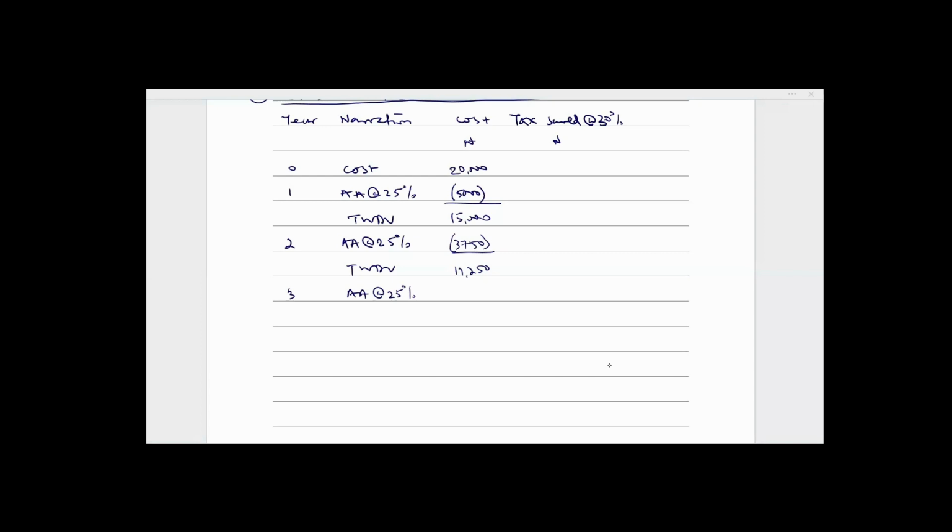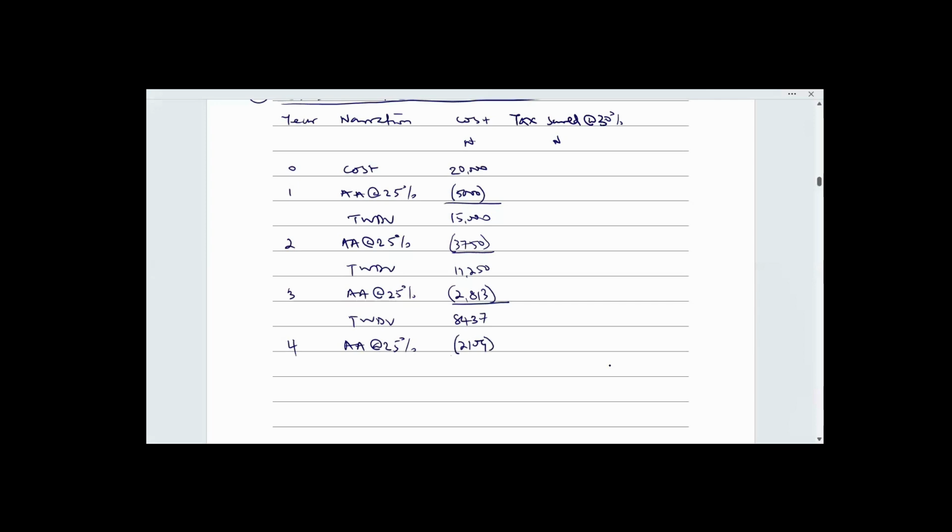So 11,250 minus 2,813, to find the difference. What do you get? That's 8,437. So this is the written down value at the end of year 3. Move to year 4. Annual allowance at 25% of 8,437, multiplied by 0.25, equals 2,109.